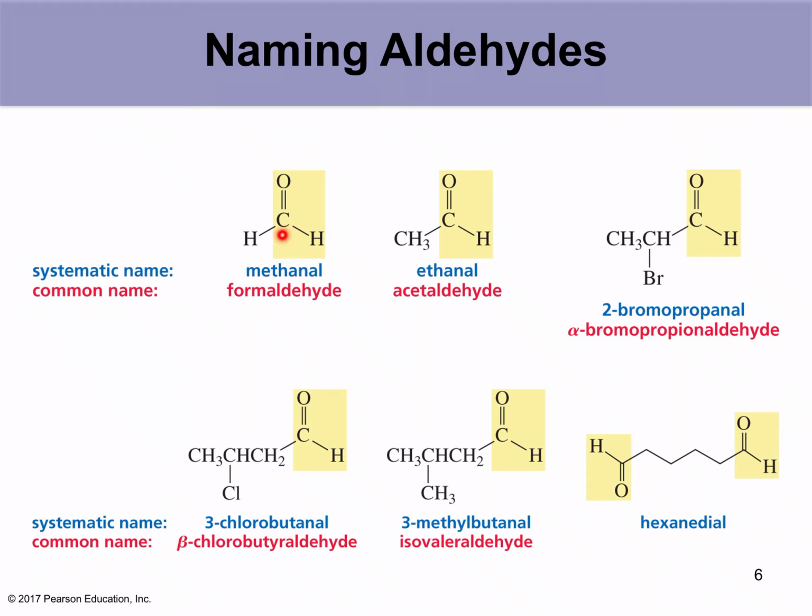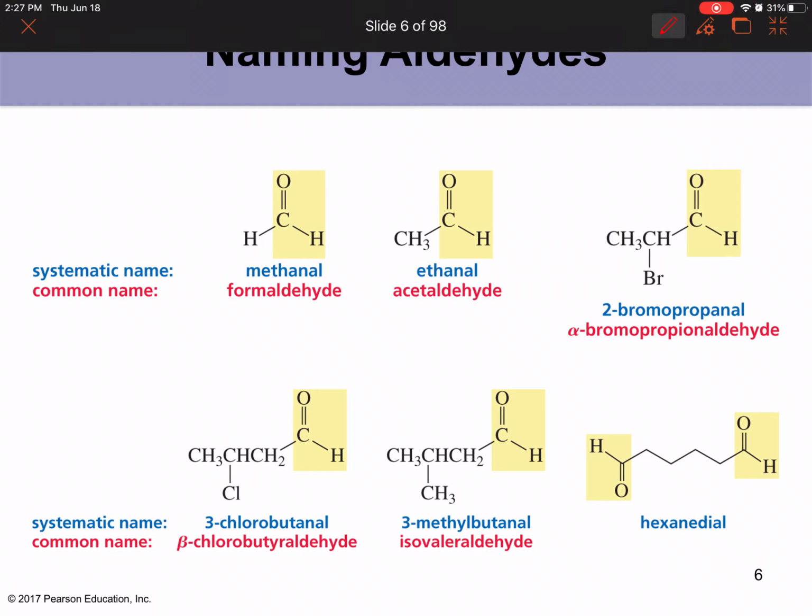Like that, if you have one carbon, methanal. So two carbons, 1, 2, this is an aldehyde, ends in -al. Two carbons, ethanal, and this is called acetaldehyde. And then if you have a substituent on the alkyl group, we can number them giving priority to the aldehyde group, 1, 2, 3.